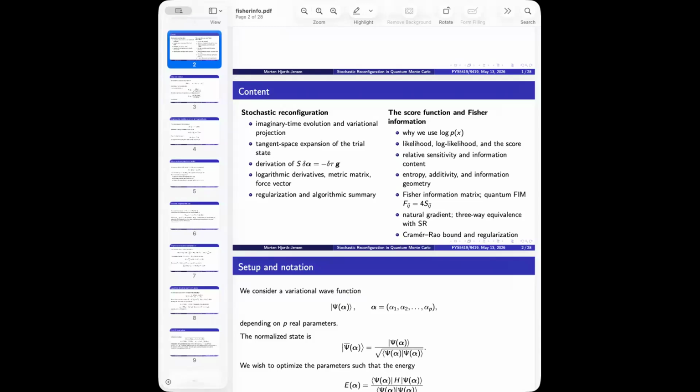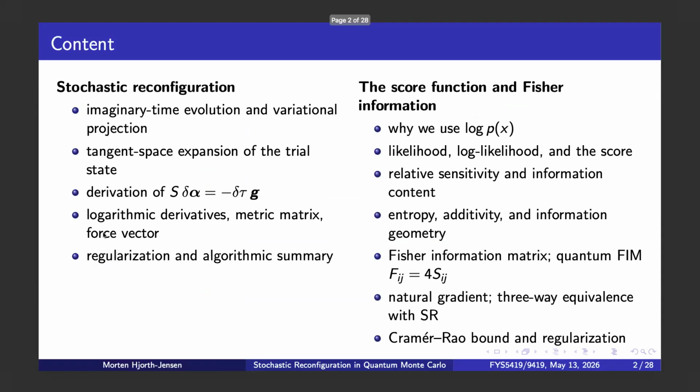The slides which you see here contain actually a summary of many of these arguments, but then linked to both stochastic reconfiguration, which we discussed last time. There is also a discussion why we use log of P, log likelihoods and the score, and then the relative sensitivity, and then the kind of relation between the Fisher information matrix and the quantum Fisher information matrix, and how these natural gradients pop up. And then there are some bounds, and one of these bounds is called the Cramer-Rao bound.